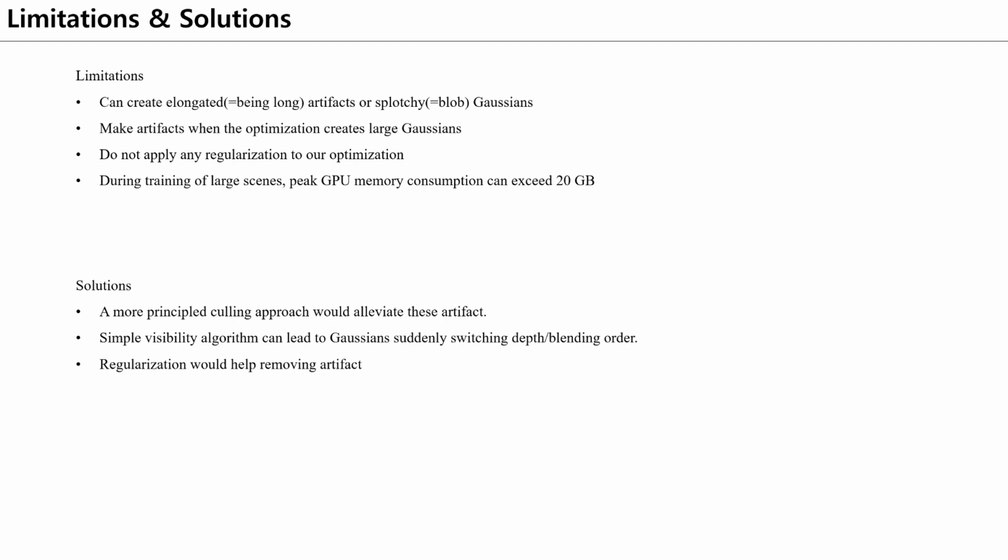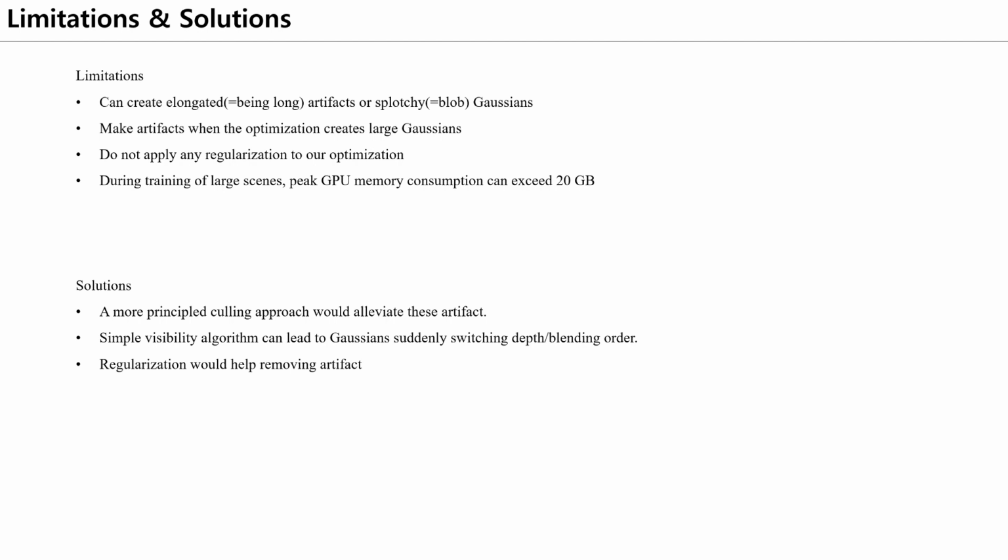When learning large scenes, more than 20 gigabytes of GPU memory is required. In my experience, for small scenes, a 12 gigabyte GPU is sufficient. It's said that the solution to the above problem is to introduce a principled cloning method. It said that you can use the visibility algorithm.